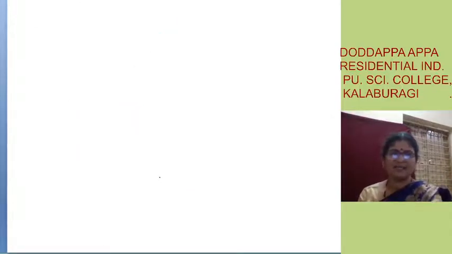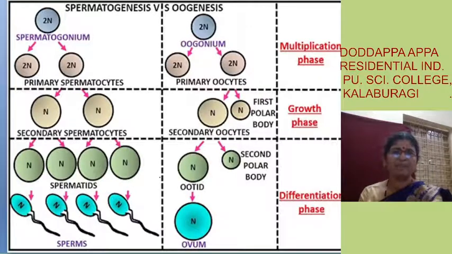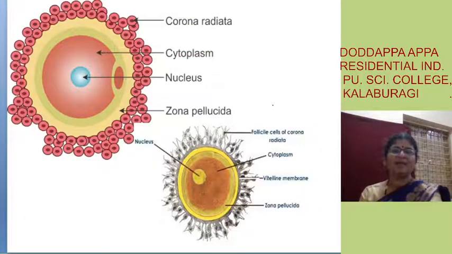By mistake I have left an empty slide, and here a revision of the spermatogenesis and oogenesis process is given. No need for us to go through it once again. And this is the structure of the ovum.